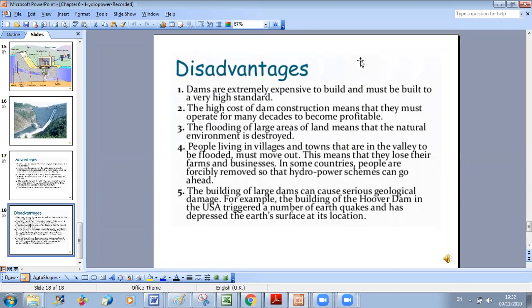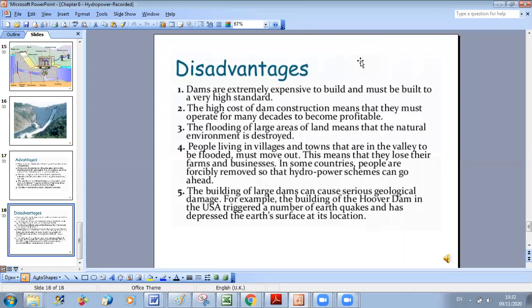Okay, now the third disadvantage is that they can cause the flooding of large areas of land. So in this case natural environment will be destroyed, and we had a lot of accidents in the world due to that. Fourth, people living in villages and towns that are in the valley to be flooded must move out. So this means that they lose their farms and businesses. And in many countries, people are forced to change their places because of building of hydropower schemes.